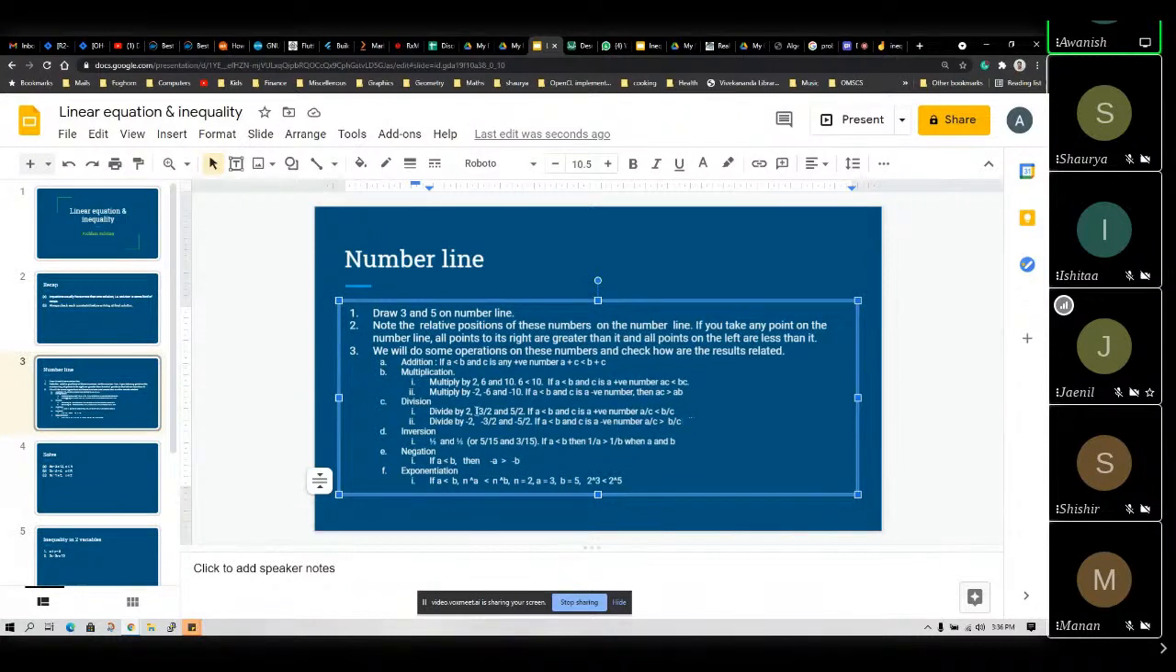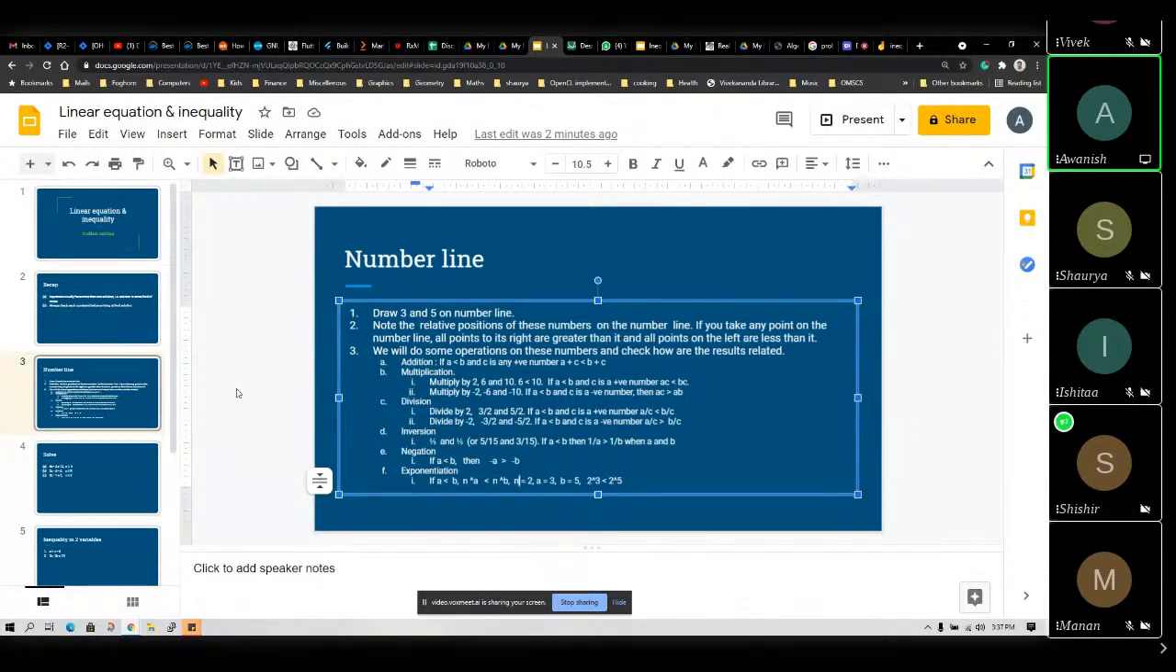Okay? When we invert, the inequality also changes. So if A was less than B, 1 by A will become more than 1 by B. Even in negation, the inequality will change. In exponentiation, the inequality will not change. They will remain unchanged. Okay?